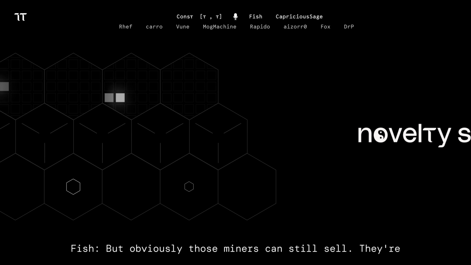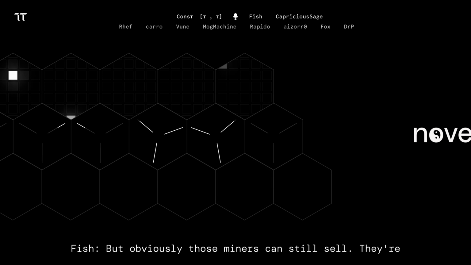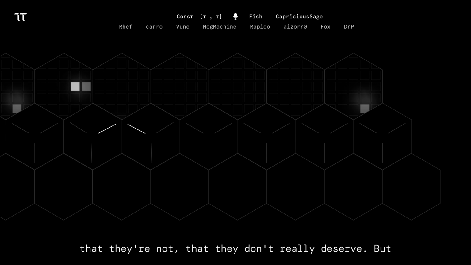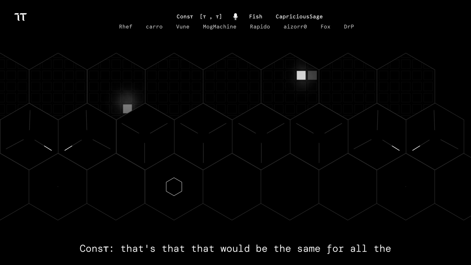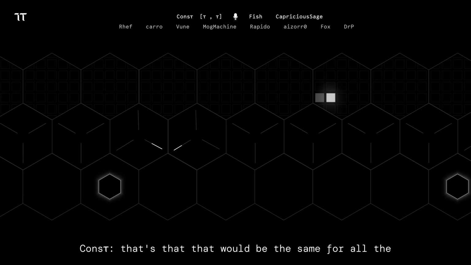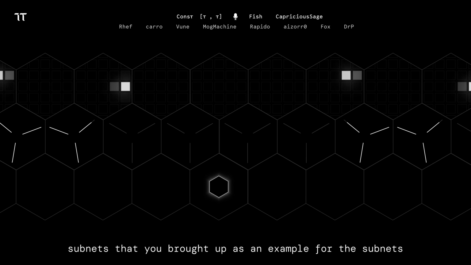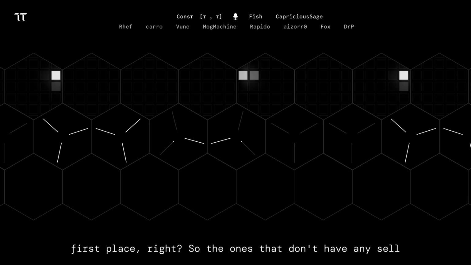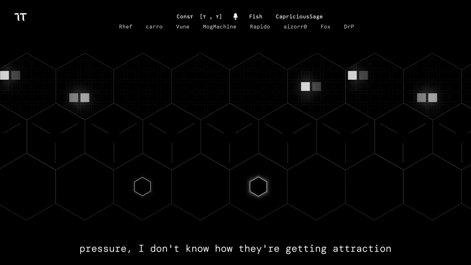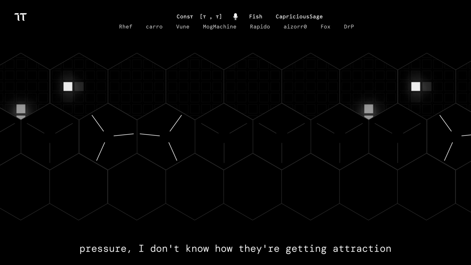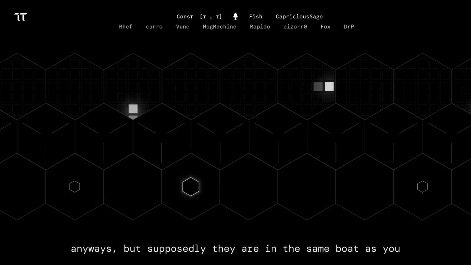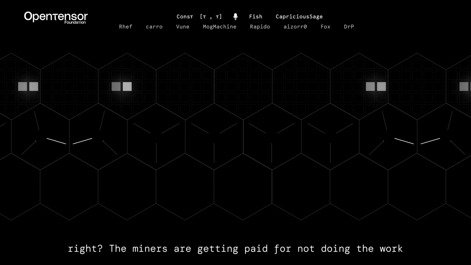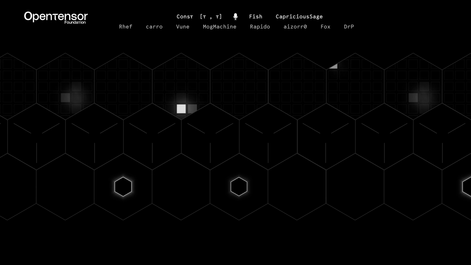It's somewhat similar, but obviously those miners can still sell. They're getting rewarded for something. They're getting over-rewarded now for something that they don't really deserve. But that would be the same for all the subnets that you brought up as an example, the subnets that would just beat the inference provider subnets in the first place, right? So the ones that don't have any sell pressure, I don't know how they're getting traction anyways, but supposedly they are in the same boat as you, right? The miners are getting paid for not doing the work, right?